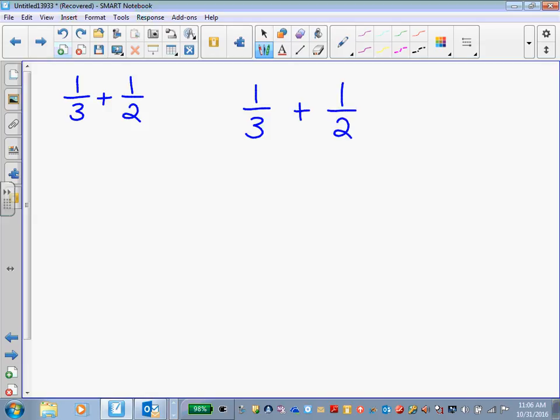All right, what are my two denominators? 3 and 2. So I want to multiply this 1/3 times what? 2. So 3 times 2 is what? 6. And 1 times 2 is? 2. So 1/3 is equivalent to what? 2/6.